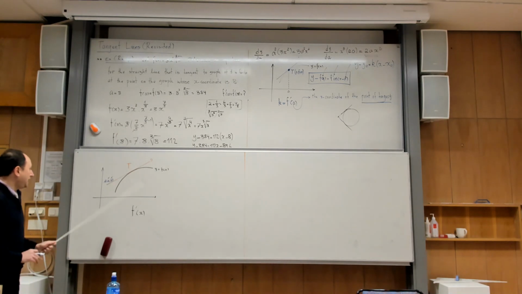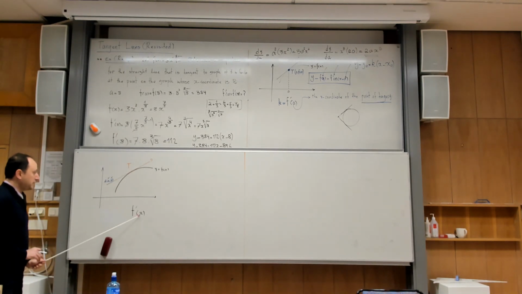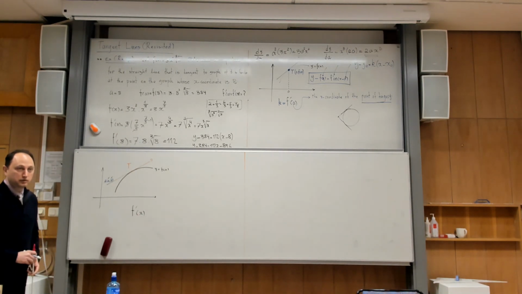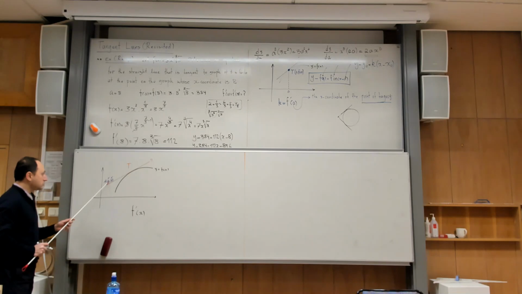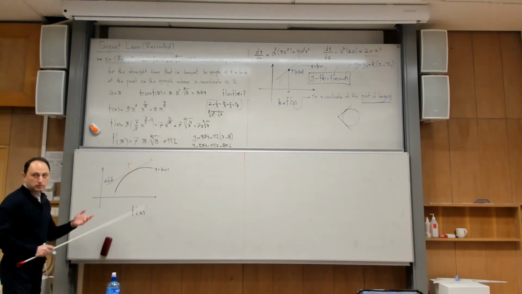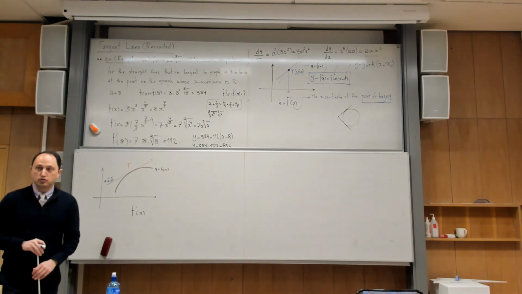Can I put a here and be happy that this number is the k value? No, we cannot, because a is the x coordinate of a point, not the point of tangency. That is not working. So what should I do?